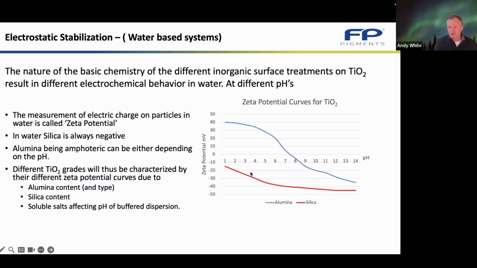And you can see you've got two different alumina particles and silica particles. You can see they behave entirely differently. Silica is always negative. Alumina, being amphoteric, can be either positive or negative. So you can start to imagine how skilled the titanium dioxide surface treatment chemists have been when designing their products to create products that give different characteristics in different formulations.